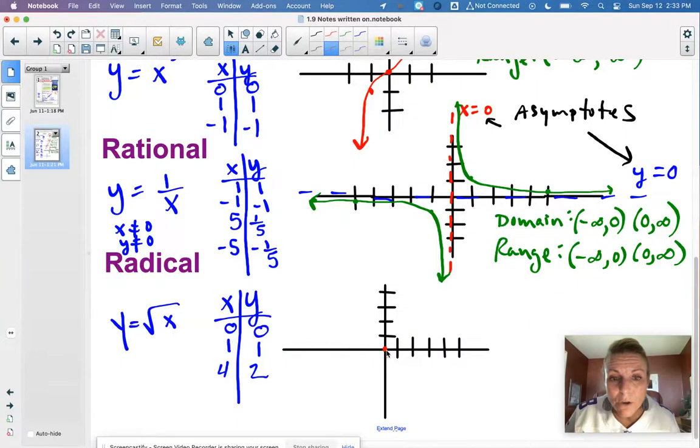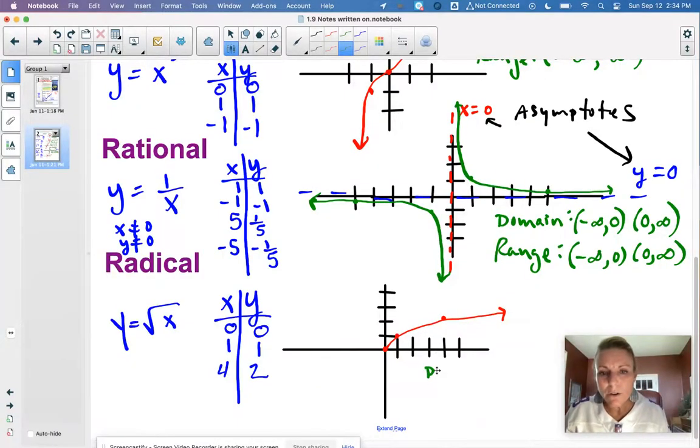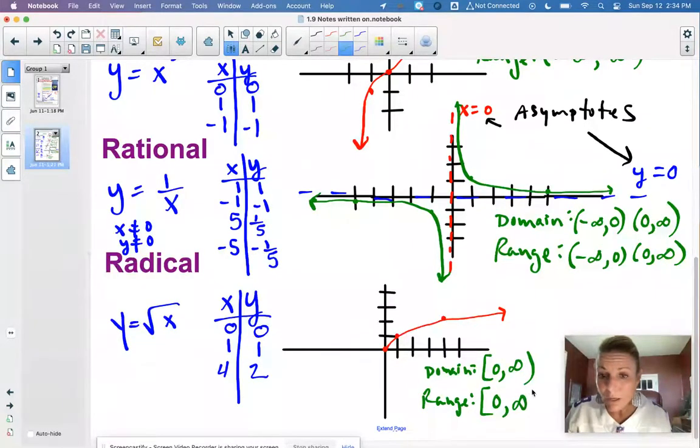All right, (0, 0), (1, 1), (4, 2): 1, 2, 3, 4, up 2. And the radical function is kind of like a little curve, just like that. And let's talk about the domain and range. I'll put those in green here. Domain and range. Well, obviously, the domain, it's starting at 0, going to infinity. There's no negative x values. And the range is also starting at 0 and going to infinity because there's no negative y values.